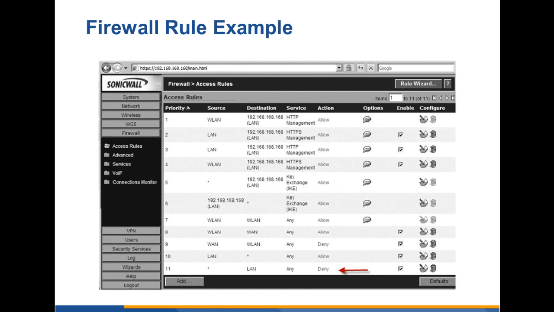Here's an image of a firewall rule example. The firewall system from SonicWall. And at the very bottom, you can see Rule 11 is a deny all rule. You can look at the columns. You can see a source, a destination, the service that's involved, the action, and any options and how it's configured.